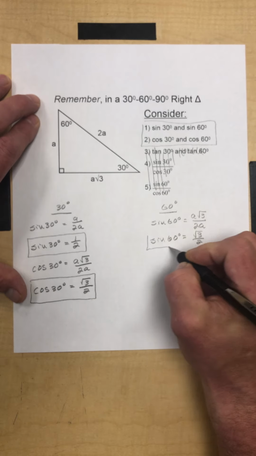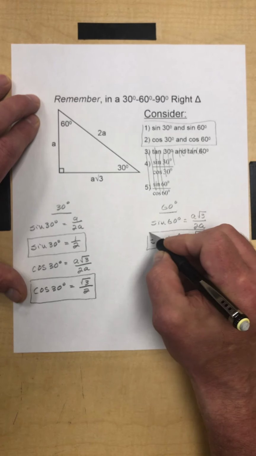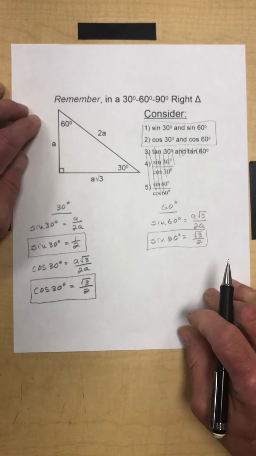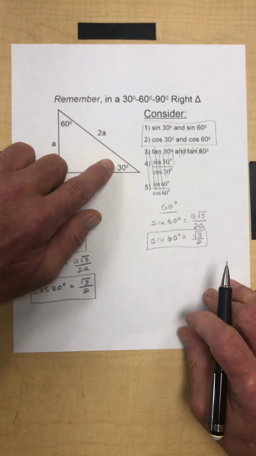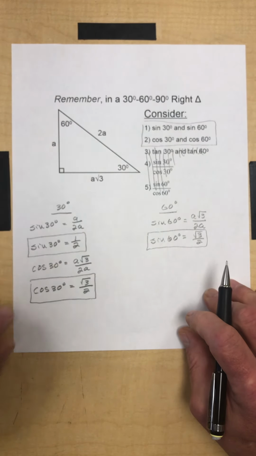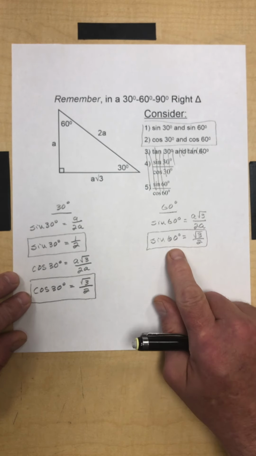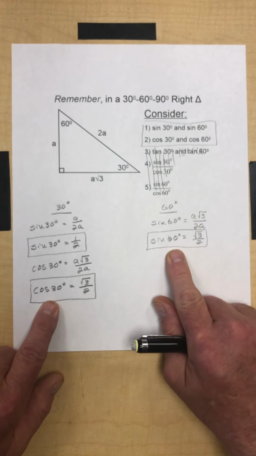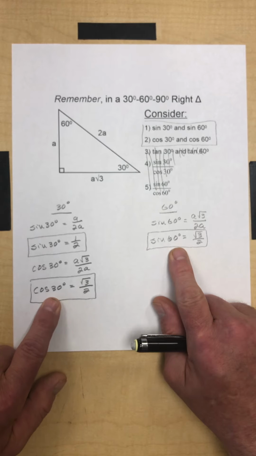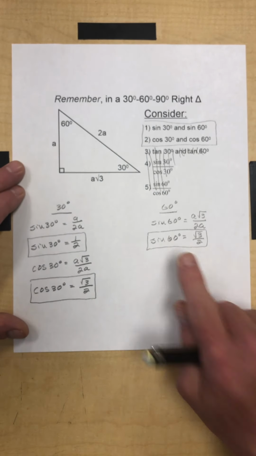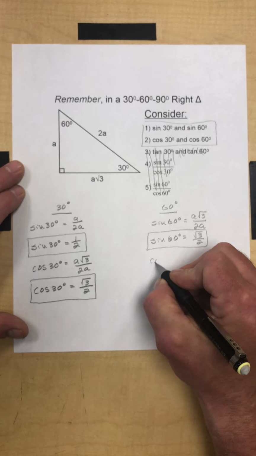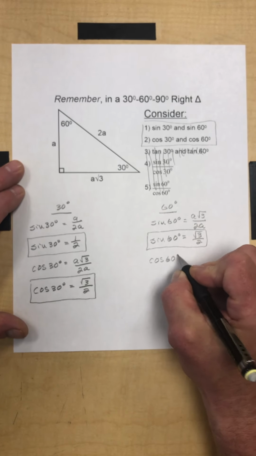We should expect that because in a right triangle, with respect to the two acute angles, the sine of one acute angle is equal to the cosine of the other. So we would expect the sine of 60 and the cosine of 30 to be exactly the same. All right, so let's do cosine of 60.